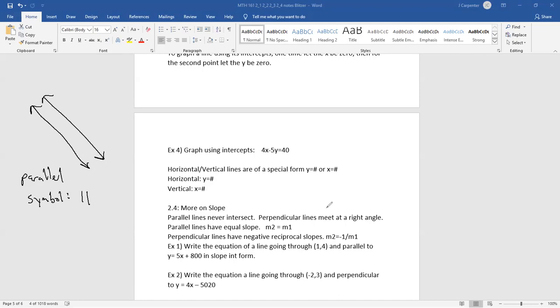Perpendicular lines meet at right angles. So a pair of perpendicular lines, excuse me. I gotta do this as best as I can. That's not too bad. Perpendicular lines meet at a right angle.